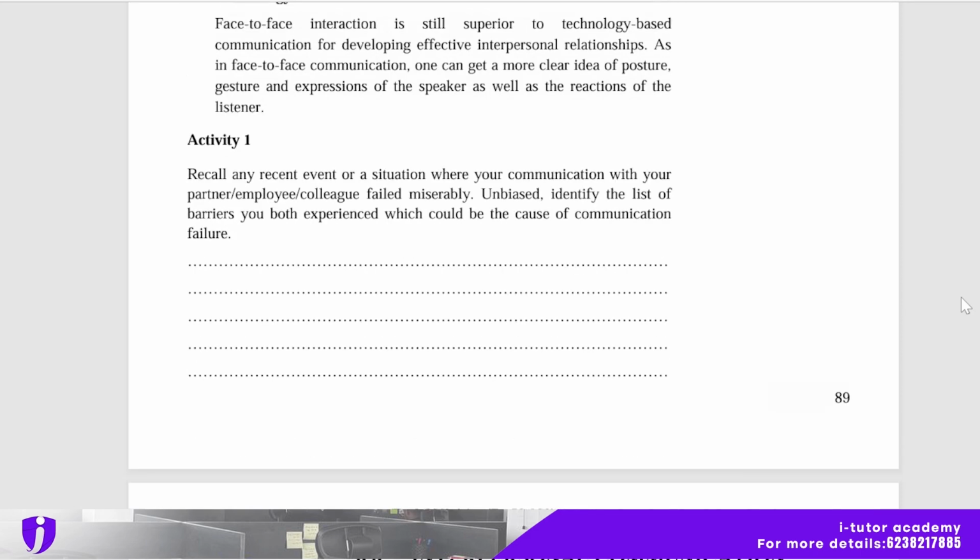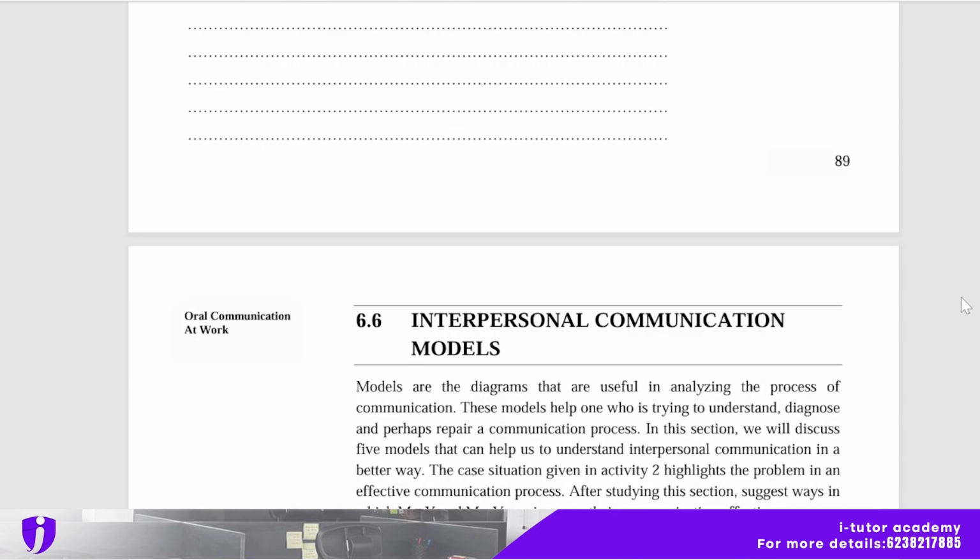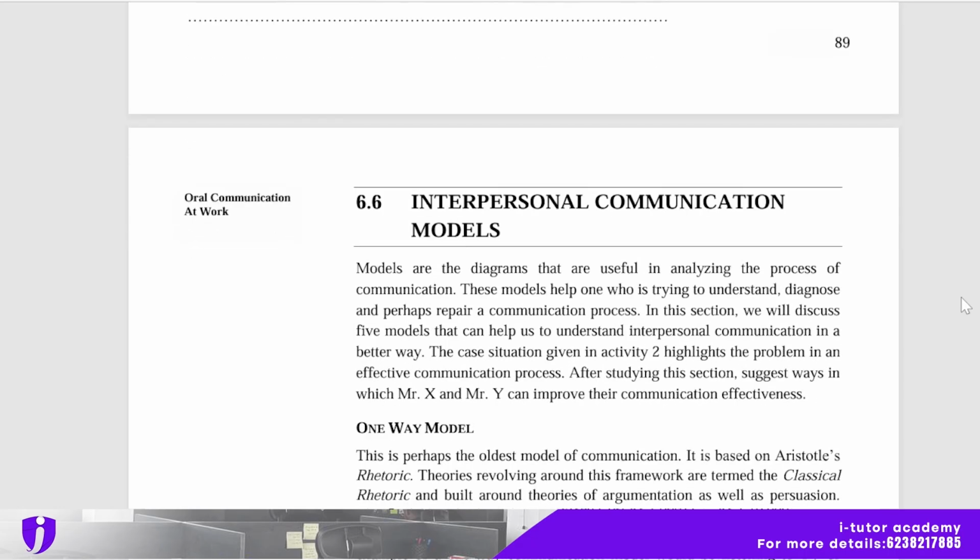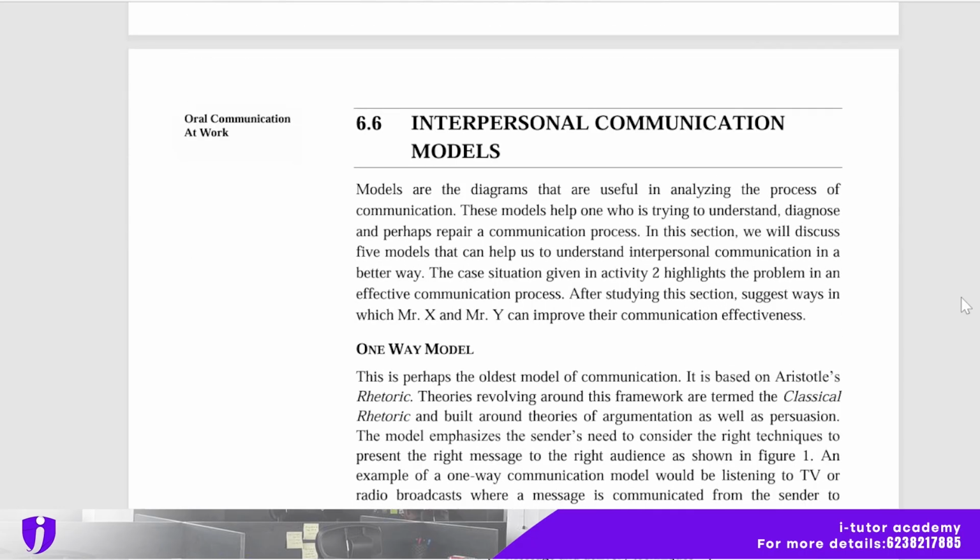So you just try to do it. It will help you in your better understanding of this chapter. And next is the interpersonal communication model.